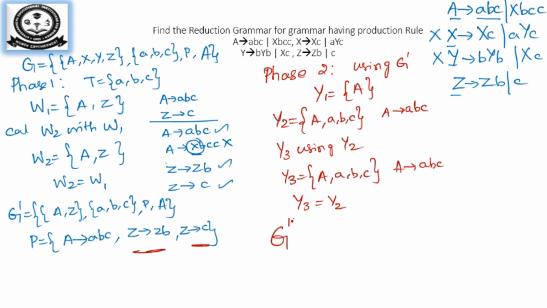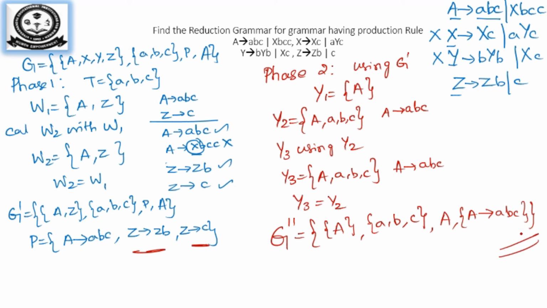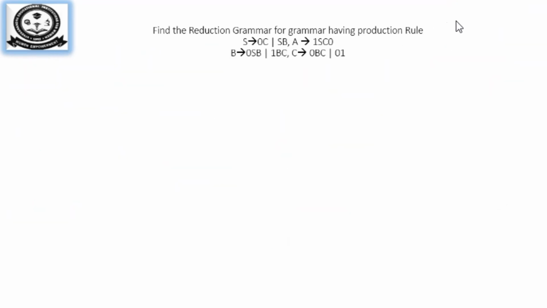So my reduced CFG is going to have the non-terminal symbol with only A, and my terminal symbols are a, b, c. I'll have my start symbol here. So my start symbol is A, and the only production rule used here is A tends to abc. So this is your reduced context-free grammar for the given context-free grammar. So okay, we will see the next example.